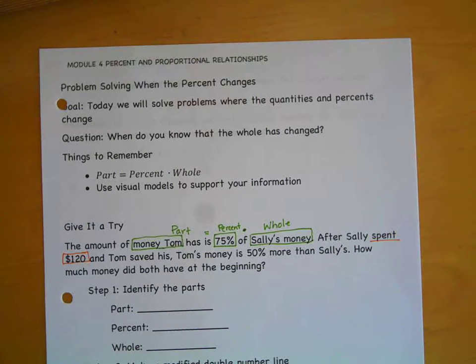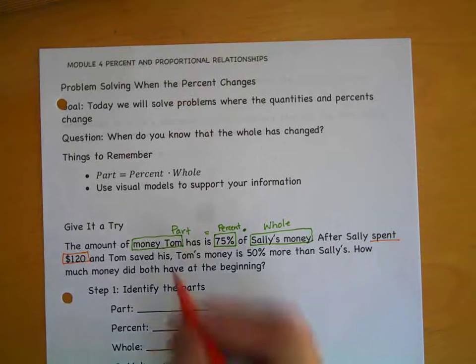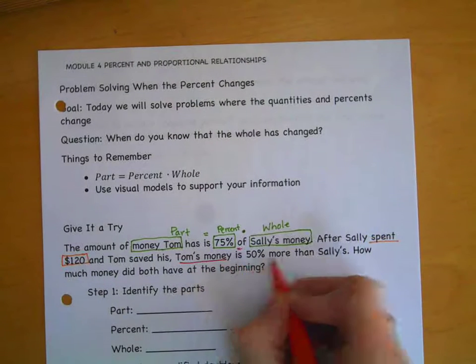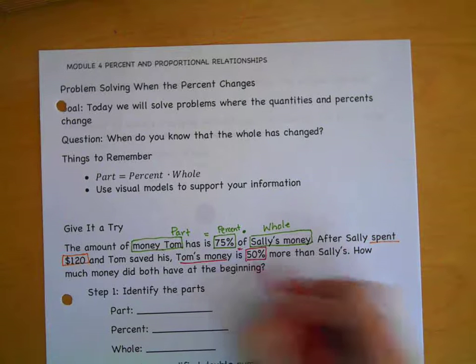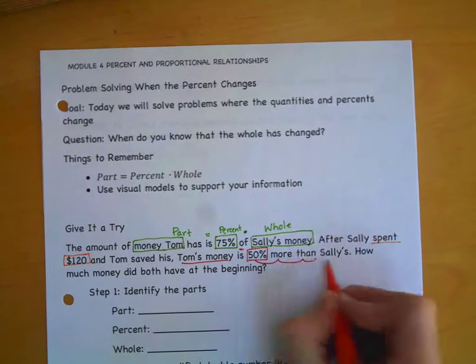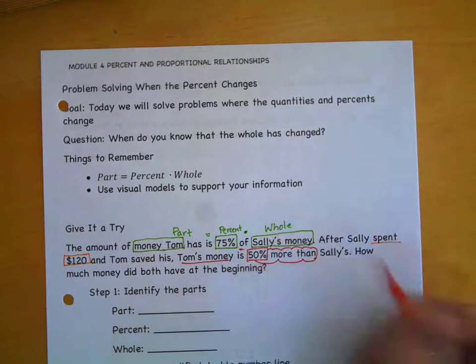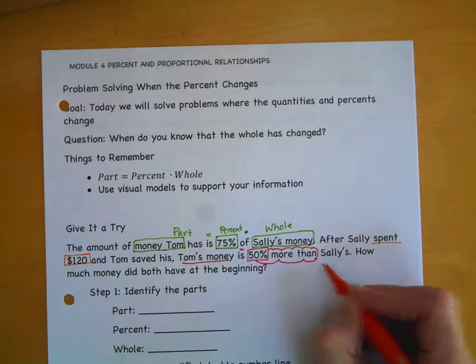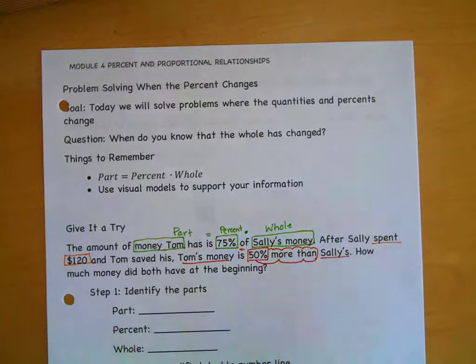And now it says that Tom's money is, so we have that part equals percent of whole again because that word is means equal. This is your percent, 50% more. So that's all related. This is kind of important right here. Tom's is 50% more than Sally's. And so we would have Sally's again being the whole. How much money did they both have at the beginning?